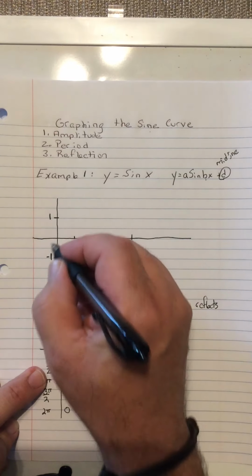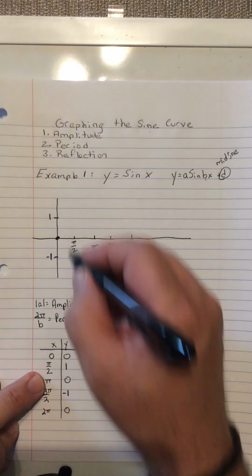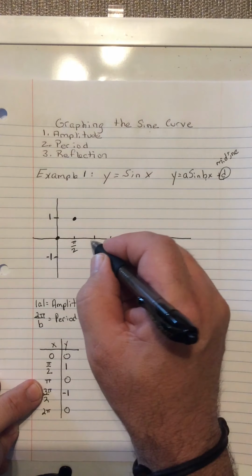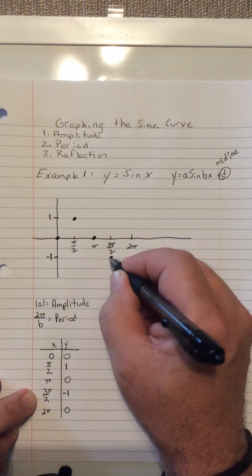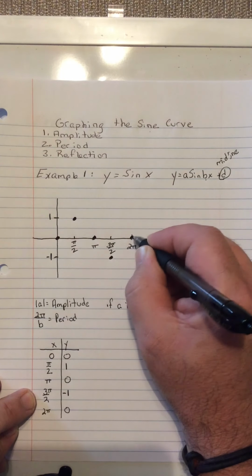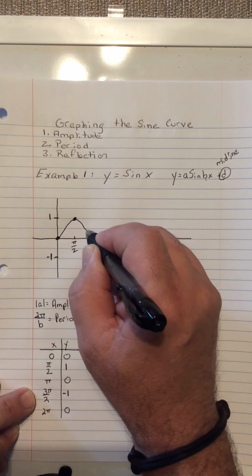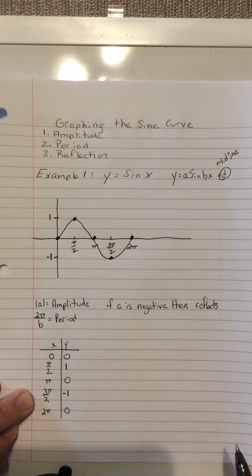At 0, I'm at 0. At pi over 2, I'm at 1. At pi, I'm back to 0. 3 pi over 2, I'm at negative 1. And at 2 pi, I'm back to 0. So the sine curve, one cycle of it, looks like that.